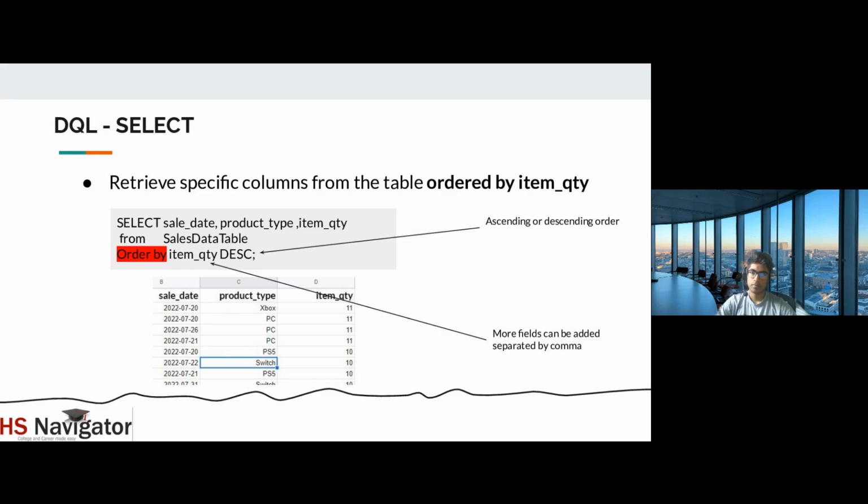Now we'll be looking at select. We can retrieve specific columns from the table ordered by item quantity. So let's say we want to select sale date, product type, and item quantity, which we separated by commas over here, from the sales data table. And then while outputting it, we want to order them by item quantity, descending. So we can simply write that after the order by. And then as you can see, we got our 3 columns with all our data. However, it's sorted by descending item quantity. It's going from 11 to 10 and so on.